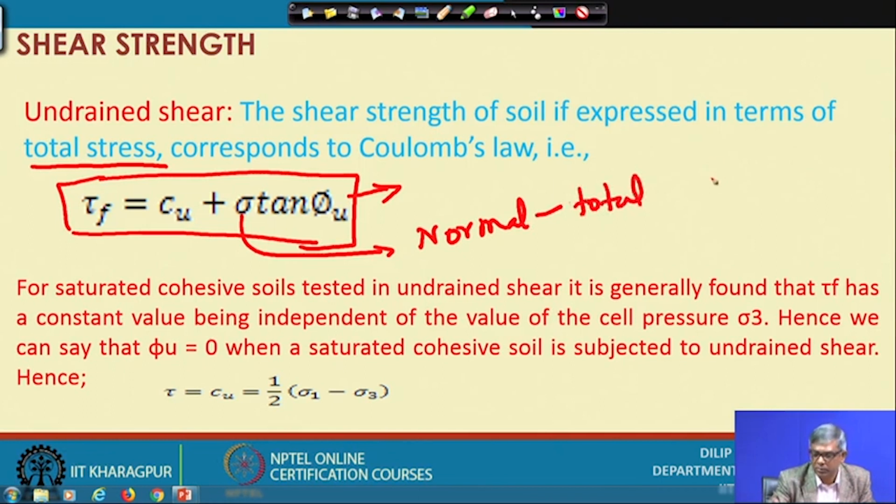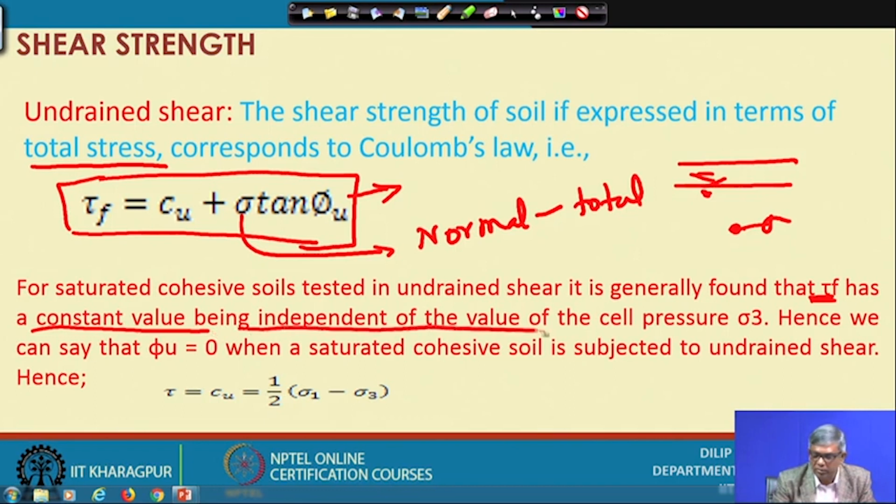Total. Suppose I want to consider a point here, I want to find out the shear strength, and the water table is here, then total stress means I have to find out at this point what is the total stress, okay, not the effective stress, that is sigma. And for saturated cohesive soil tested in undrained shear, it is generally found that tau f has a constant value and is independent of the value of the cell pressure.